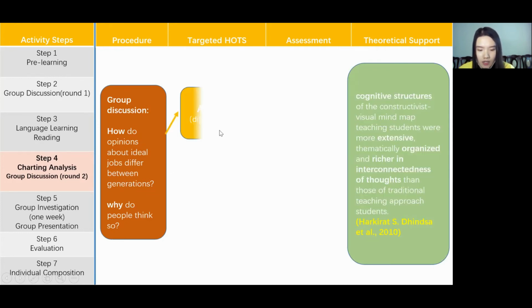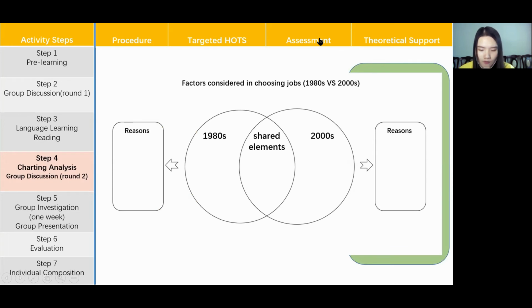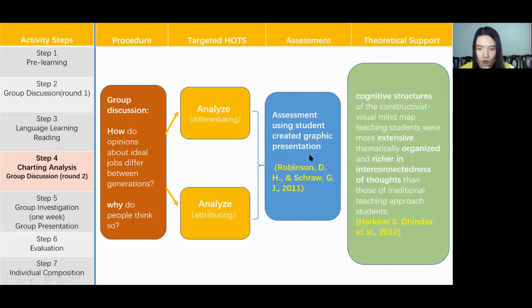This activity is aimed at triggering students' differentiating and attributing ability. In the process, a graphic organizer, as we can see now, on one hand serves as a facilitator to help students organize and broaden their thoughts, just as the Harkirat study shows. On the other hand, it also provides evidence for teachers to assess their performance.